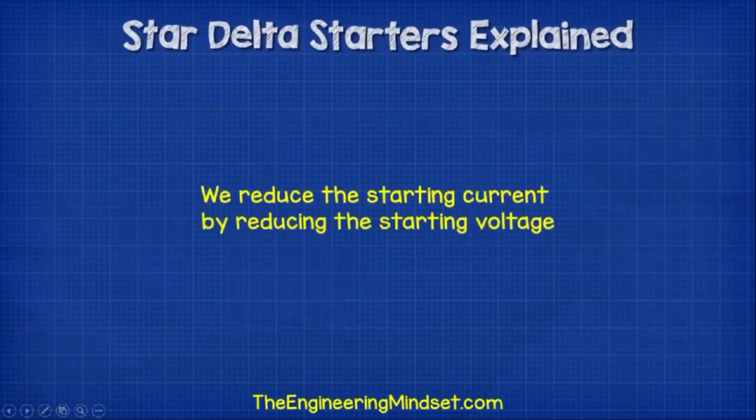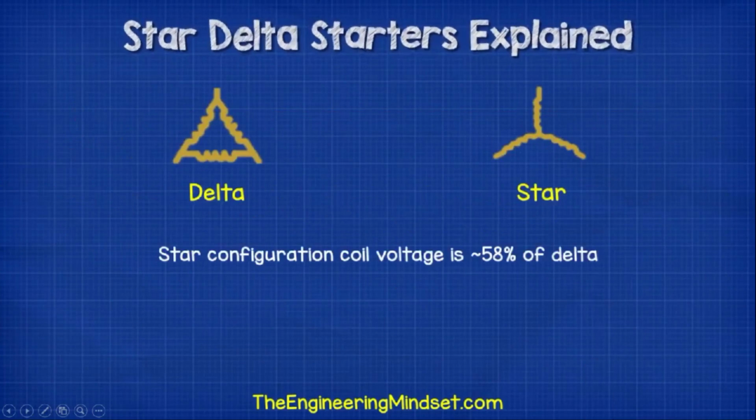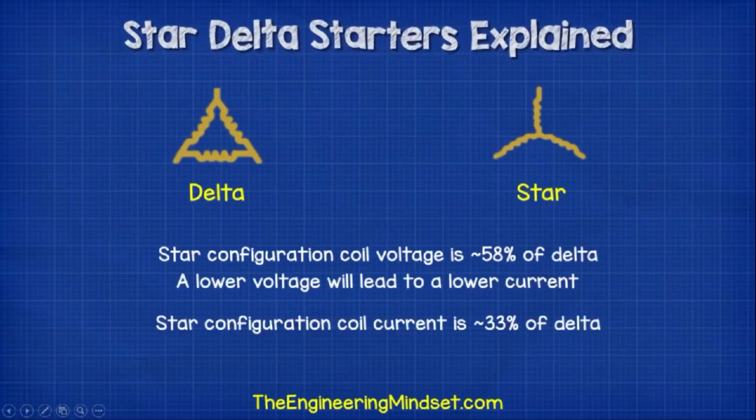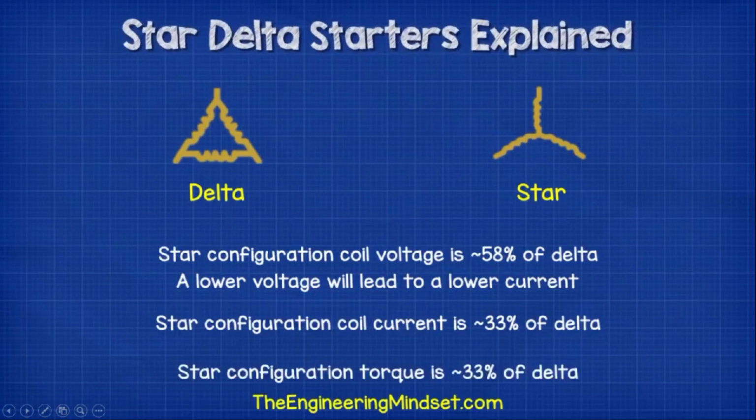So to reduce the starting current, we simply need to reduce the starting voltage. The star configuration will reduce the coil voltage to around 58% compared to the delta configuration. A lower voltage will lead to a lower current. Current in the coil, while in star configuration, will be around 33% of the delta configuration. This will also lead to a reduction in torque. The star configuration torque will also be around 33% compared to delta.